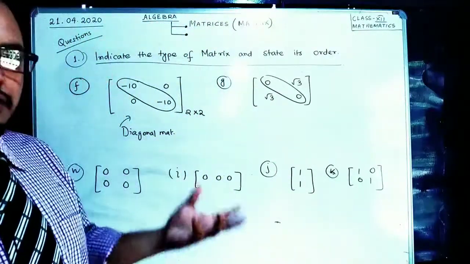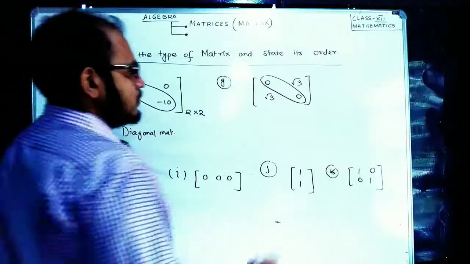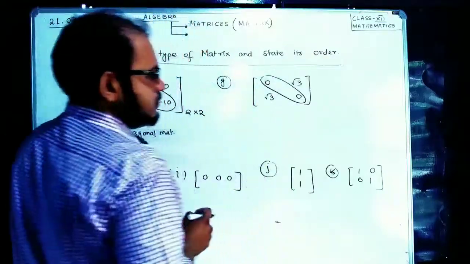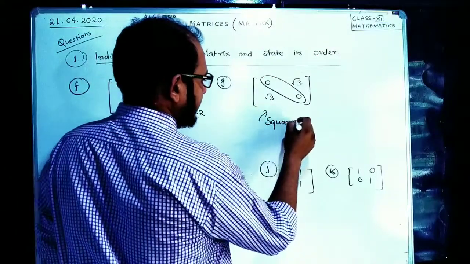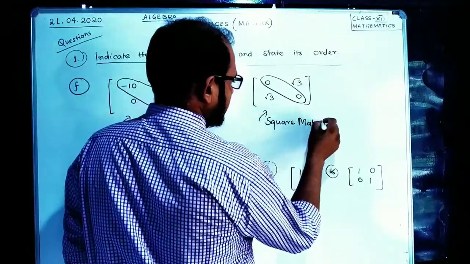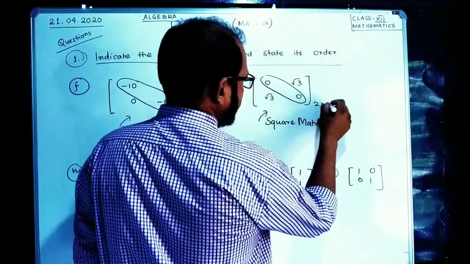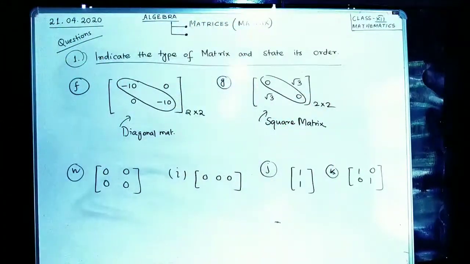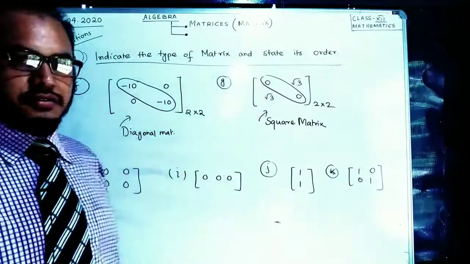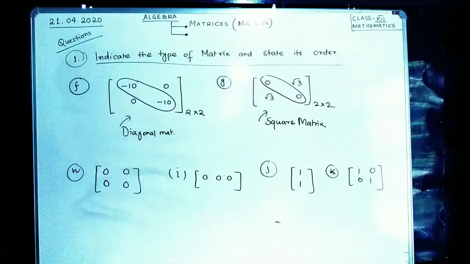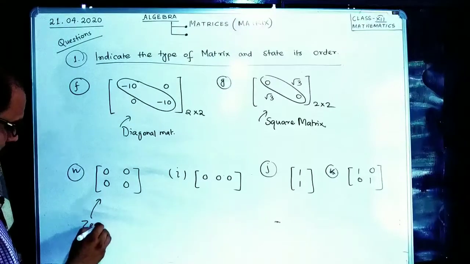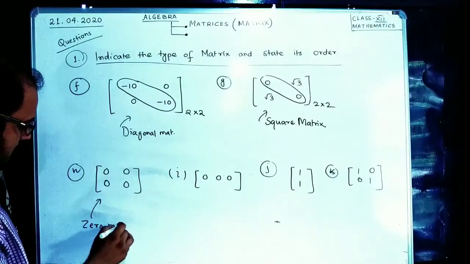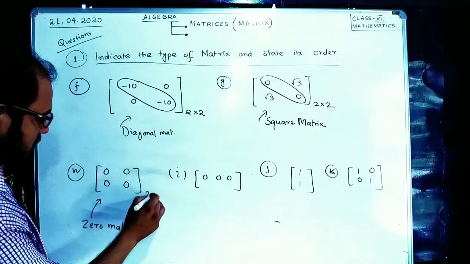It's a simple square matrix because the number of rows is the same as the number of columns. So we will just write it as a square matrix of order 2 by 2. It's not a diagonal matrix. What about this one? Obviously a 0 matrix. Zero matrix of order 2 by 2.